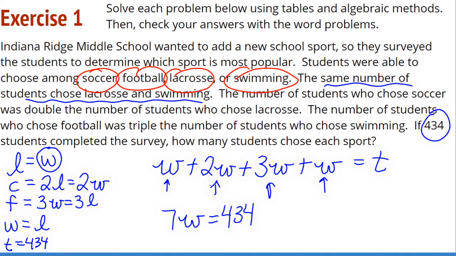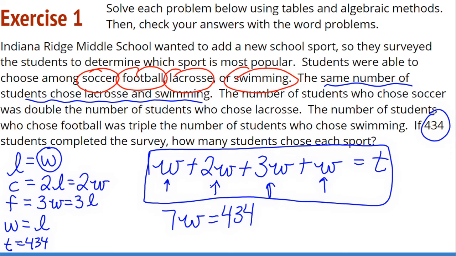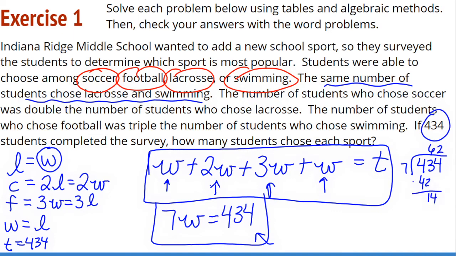So at this point, I have it all set up as an equation. I have combined my like terms and substituted in the number that I have. So I can now solve this problem by finding 434 divided by 7. And I'm going to find out that W is equal to 62. So swimming and lacrosse are each 62.